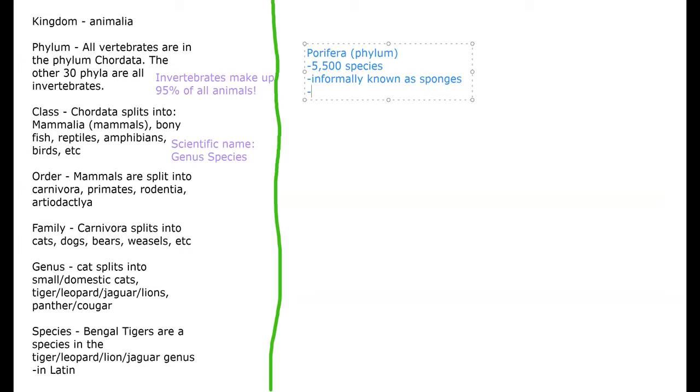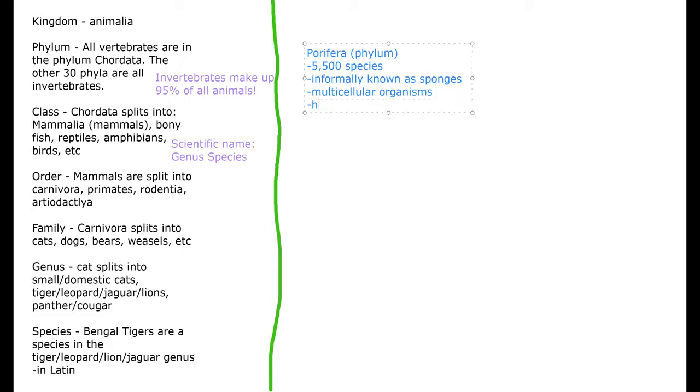So we got Porifera. They are informally known as sponges. They are multicellular, which means what? What is multicellular? They have multiple cells. Mm-hmm. More than one cell, right? It's pretty simple. Very good. Thank you, guys. I love your participation. I appreciate it.